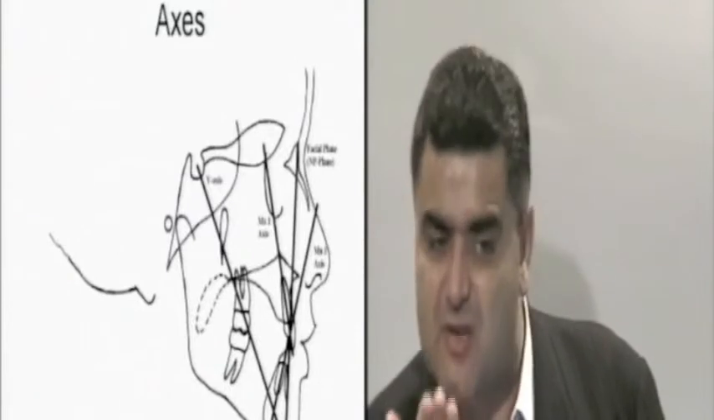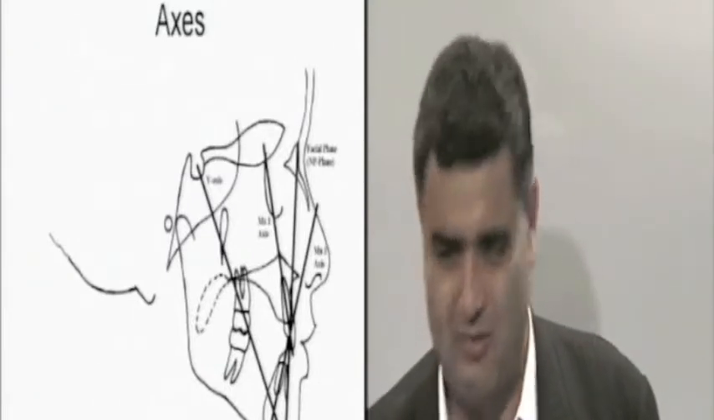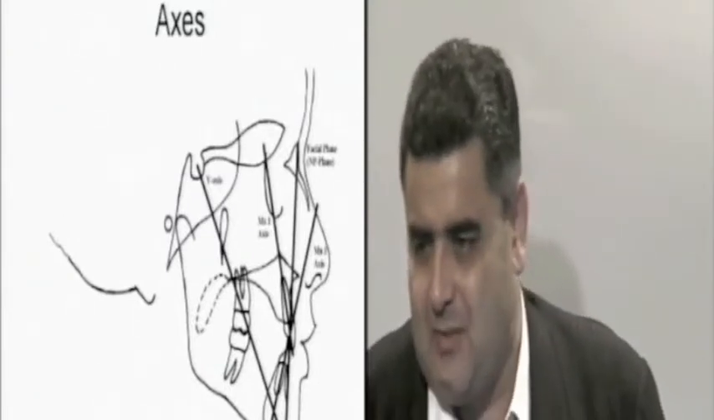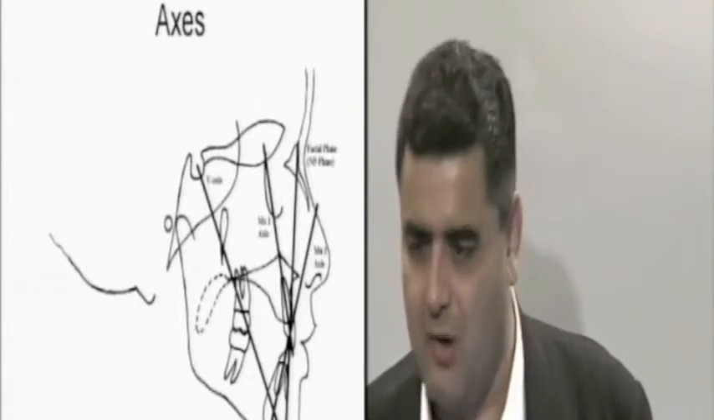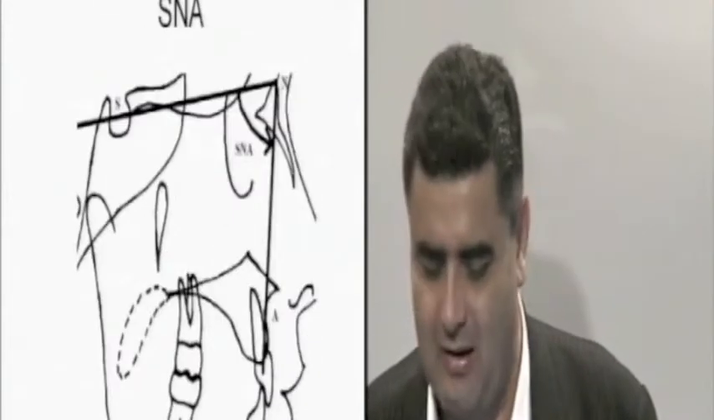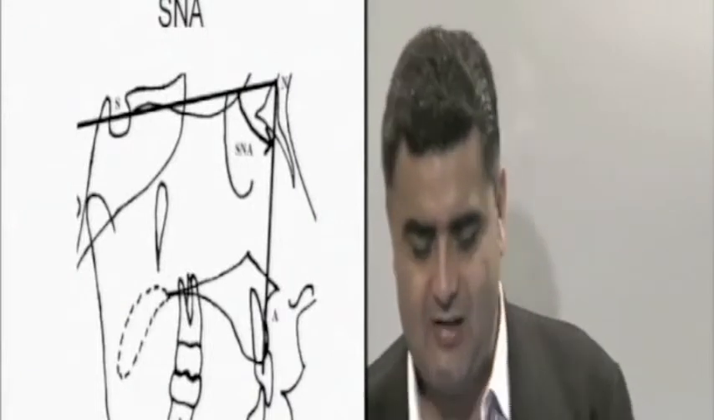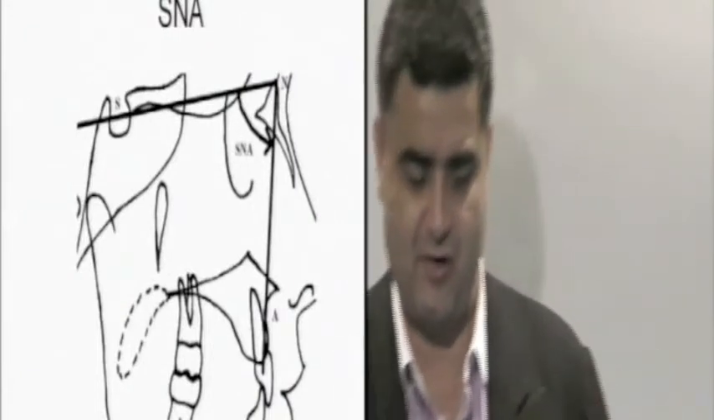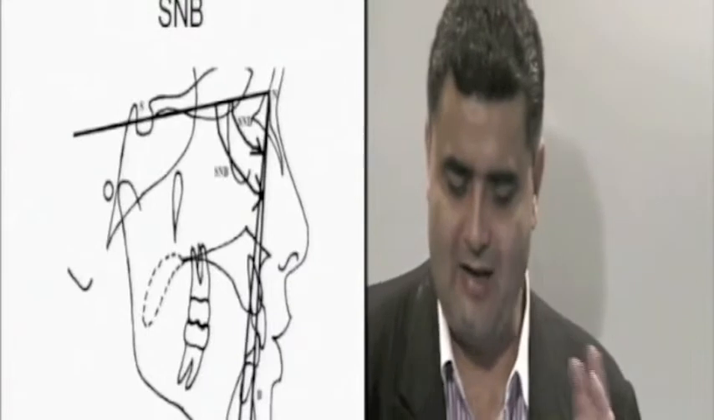Because if the lower incisors were ahead of that line... but we tend not to use that line now because with systems like Damon, we can do non-extraction without worrying about dumping incisors. So SNA was the older measurement of position of maxilla. SNB was the position of mandible.